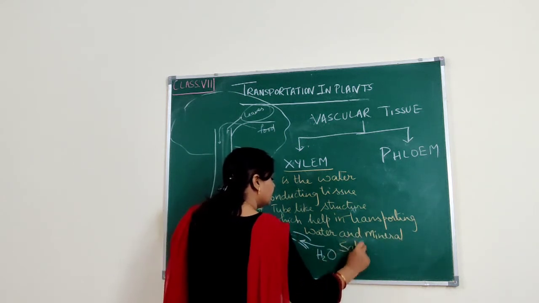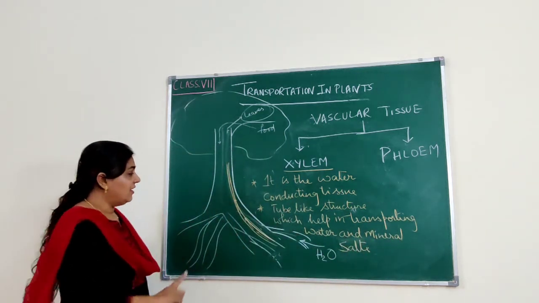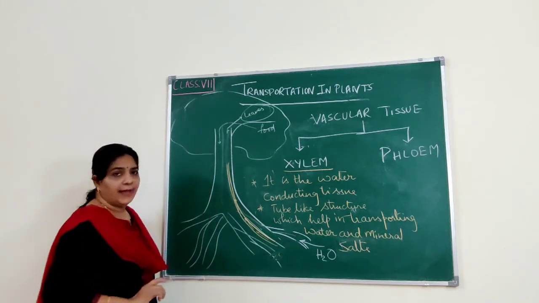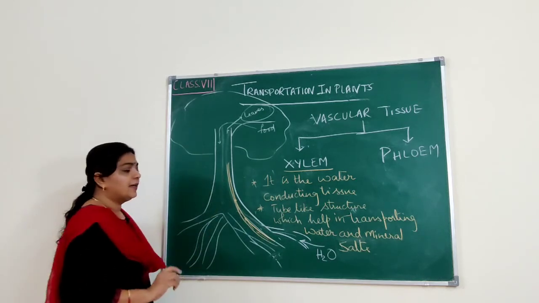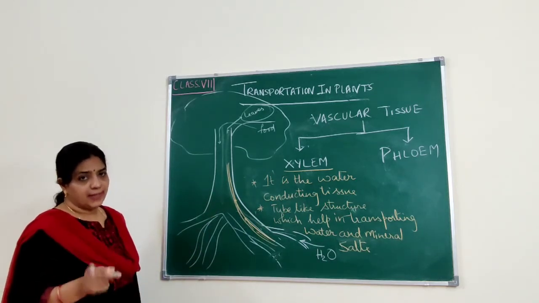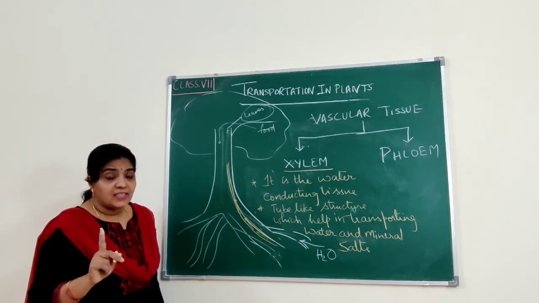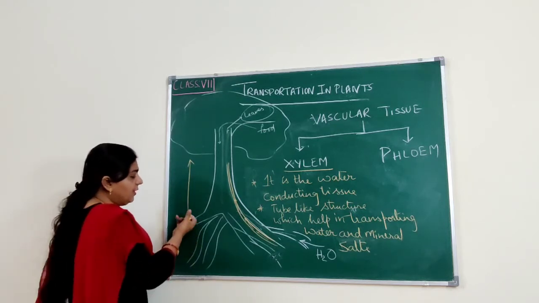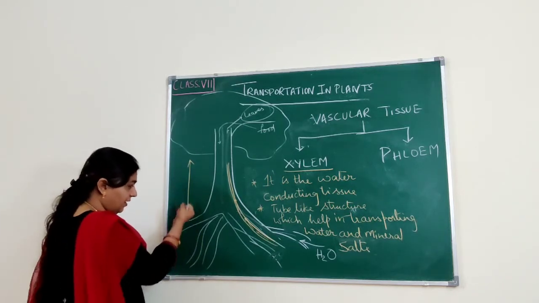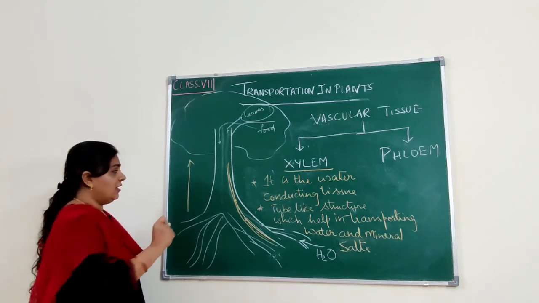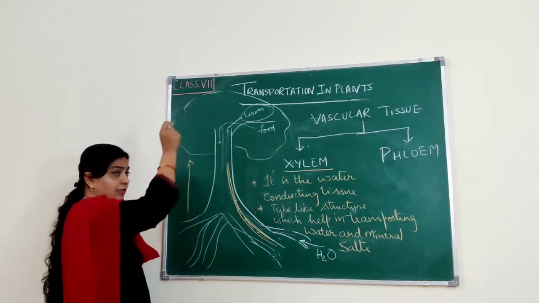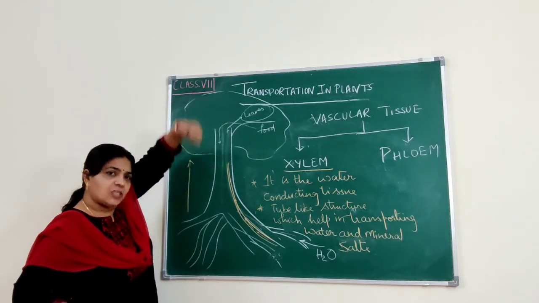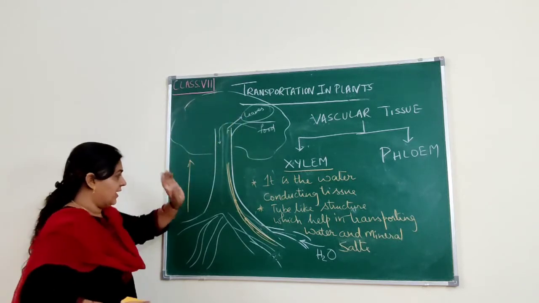And you should always remember it is unidirectional. The conduction of water is only one directional. Water is conducted only in one direction, and it is against the gravitational force. It is going upward. Wherever there is gravitational force, it will be pulling the water down. That means here the water is going upward successfully because there should be one more force acting here which is pulling the water. We will be learning about that just now.